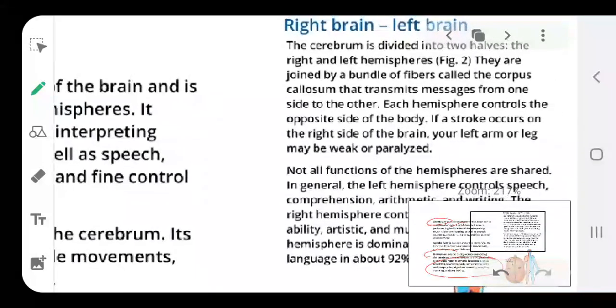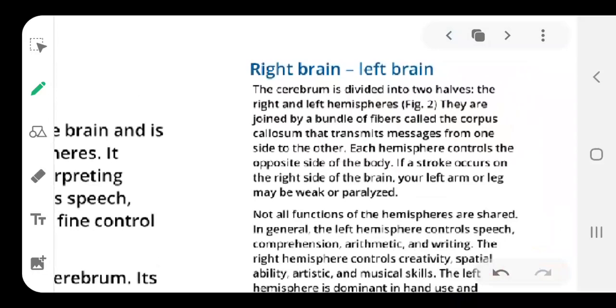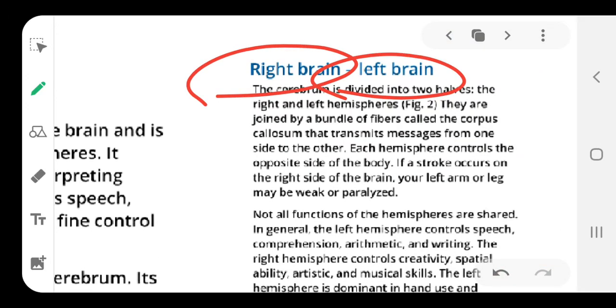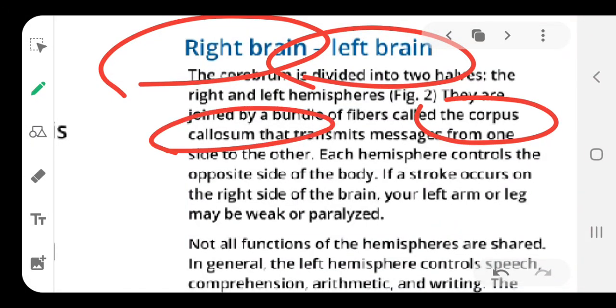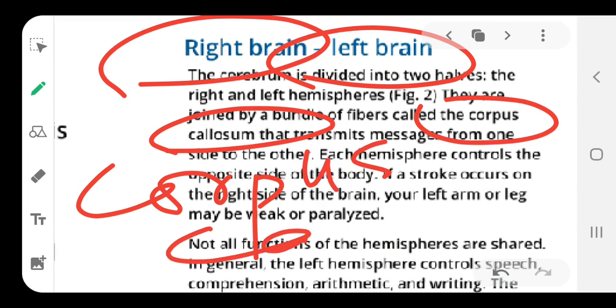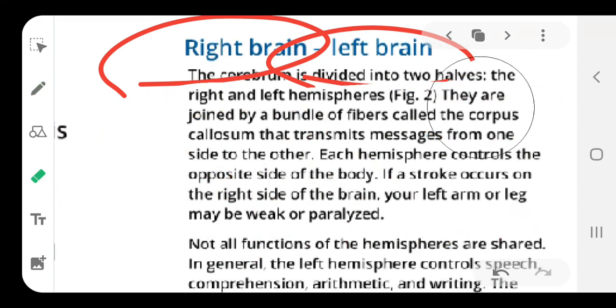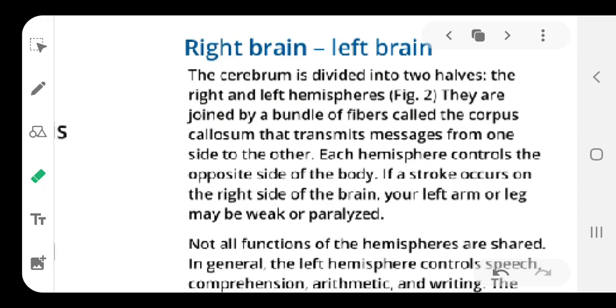Now, we know that we have two parts of the brain, the right brain and the left brain, and these two hemispheres of the brain are connected by a bunch of nerves. We call it the corpus callosum. Underline the name. CORPUS, CALLOSUM, corpus callosum. It connects both hemispheres of the brain and helps in the transmission of information between the two sides.